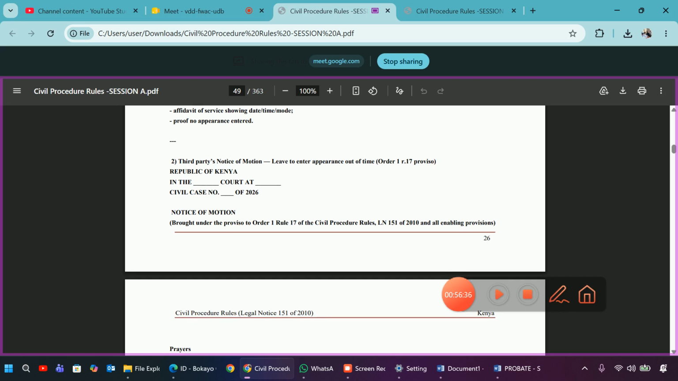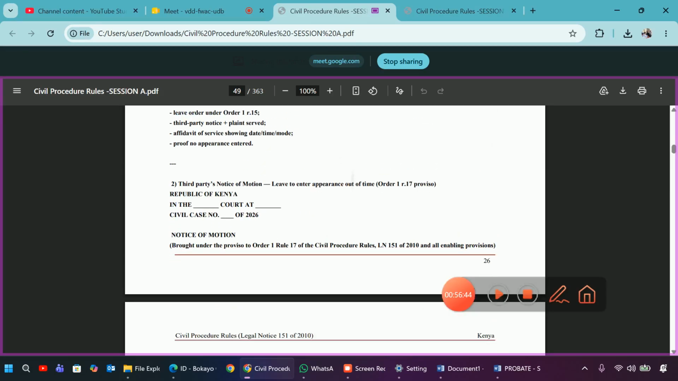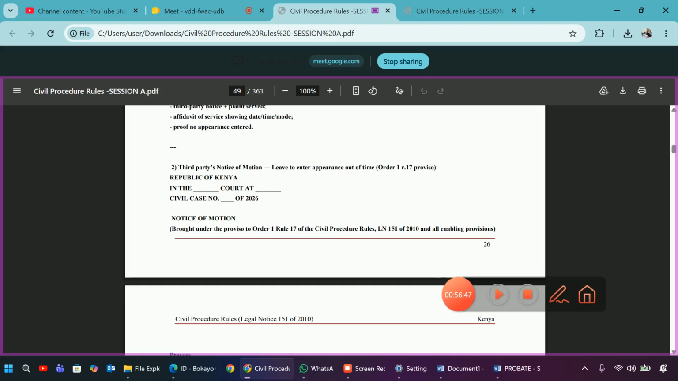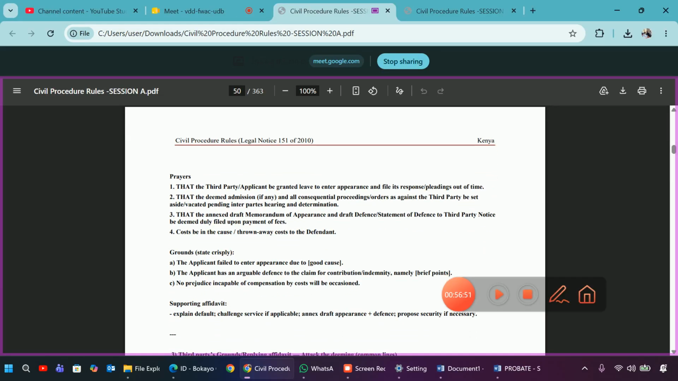Then the third party's notice of motion, seeking leave to enter appearance out of time. So the third party has realized that somebody is doing an application so that judgment can be entered against him. Then he is out of time. We have seen a provision where the court will consider his application. That the third party application be granted leave to enter appearance and file its response and pleadings out of time. That the deemed admission, if any, and all consequential proceedings and orders as against the third party be set aside and vacated pending inter partes hearing and determination.